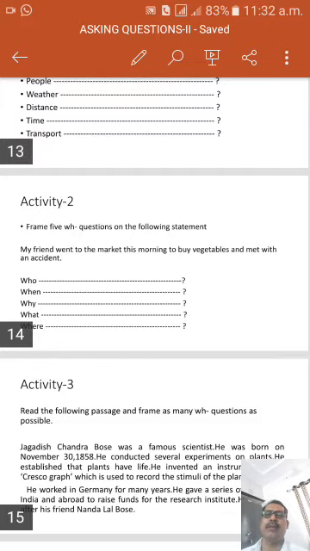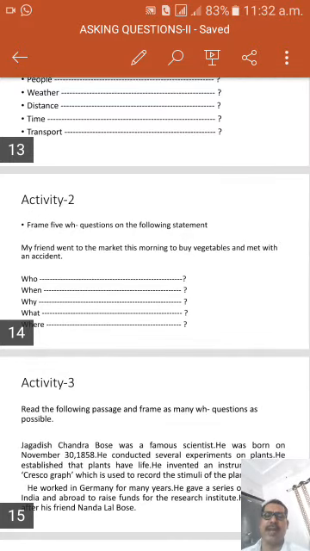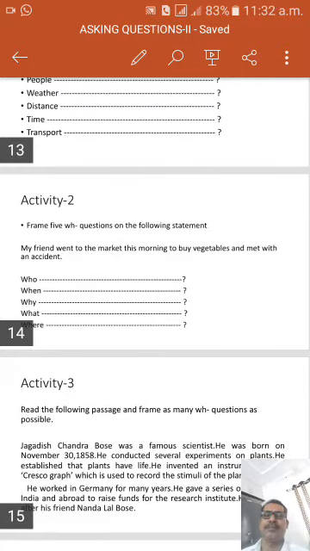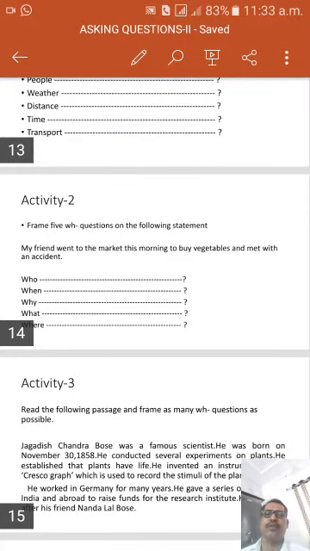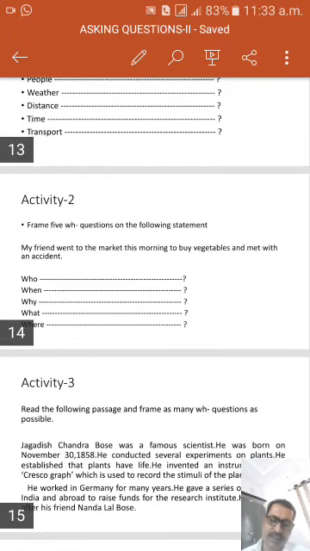My friend went to the market this morning to buy vegetables and met with an accident. Now you have to frame 5 questions. The 5 questions must be WH questions.